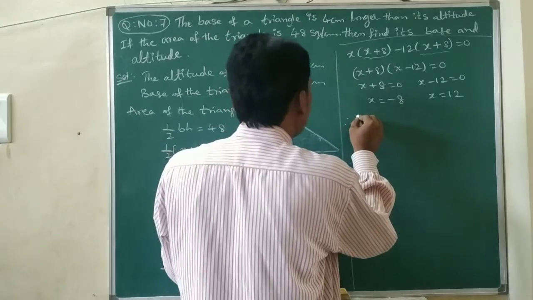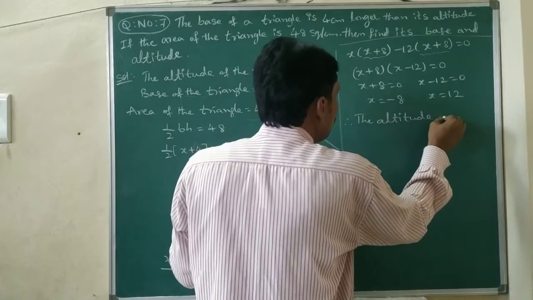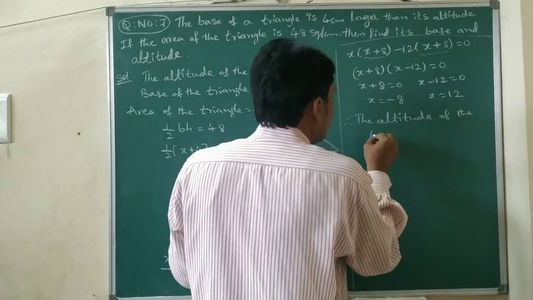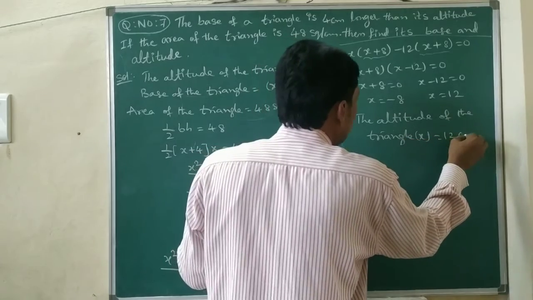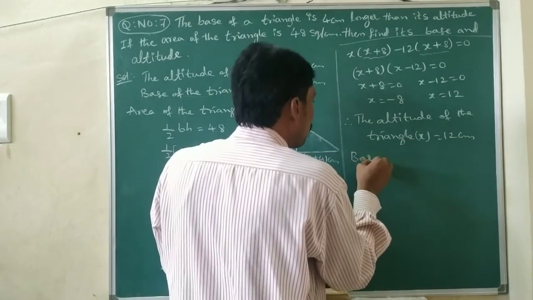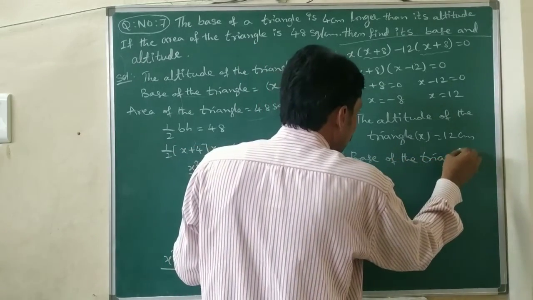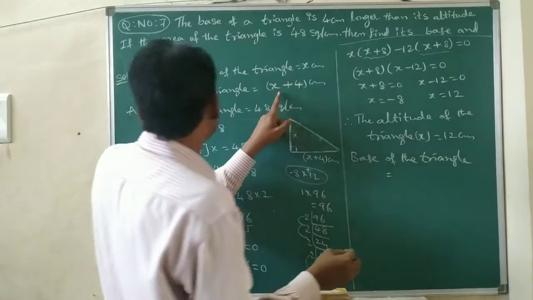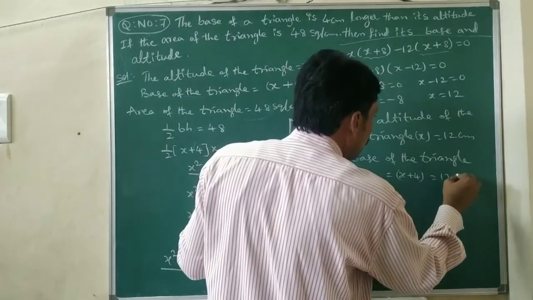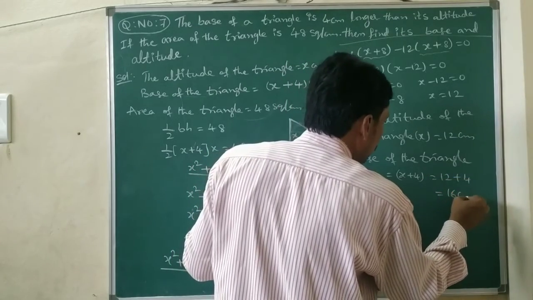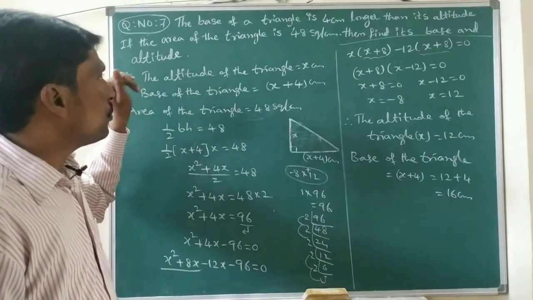Therefore, the altitude of the triangle, x, equals 12 centimeters. Again, the base also we need to find. Base of the triangle, how much did we take? x plus 4, that equals 12 plus 4, that equals 16 centimeters. This is about the base and altitude of a triangle.